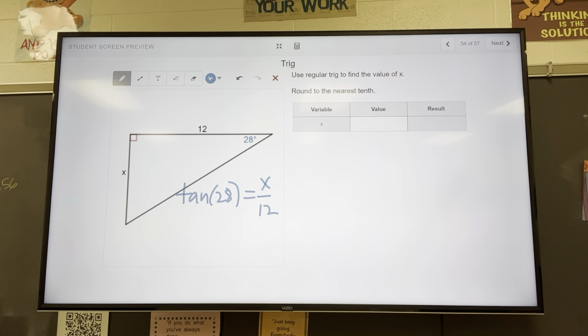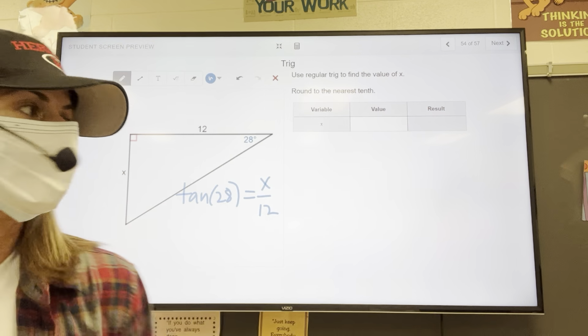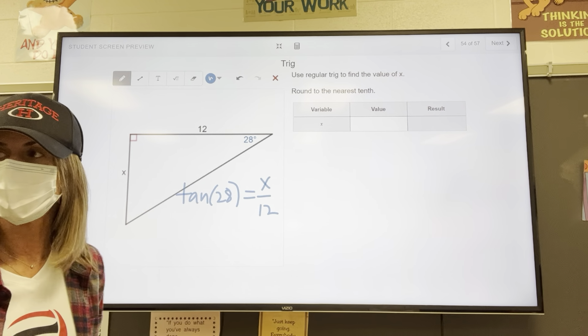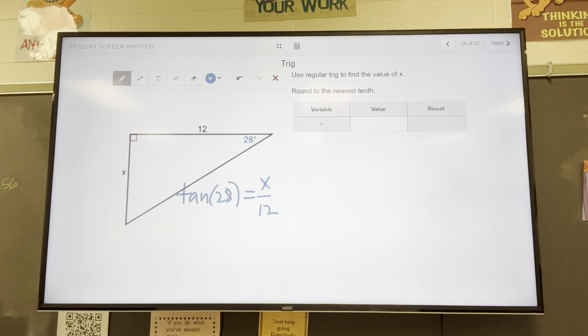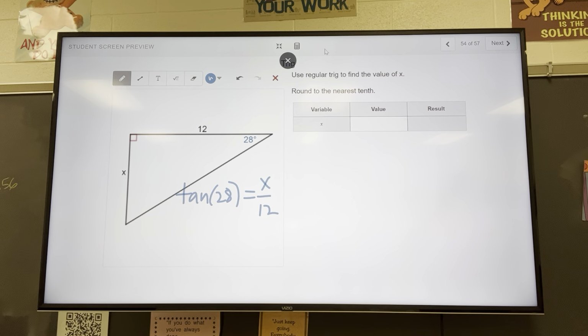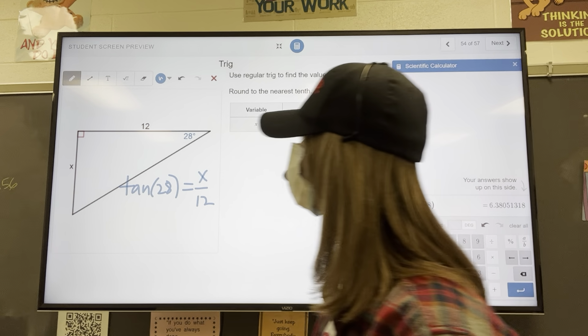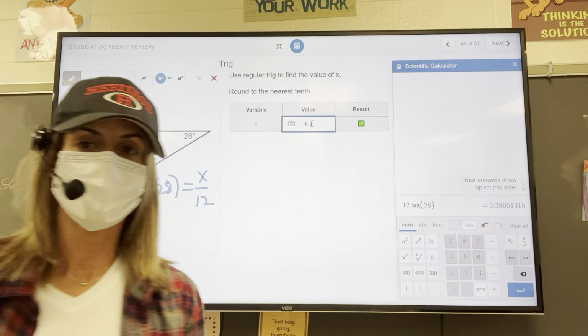How are we doing? That's the hardest part. Now we have to isolate the x. So to do that, we're going to multiply both sides of the equation by 12. So I'm going to take out my calculator, and I'm going to do 12 times the tangent of 28 degrees. And does it say to round? Yeah, round to nearest tenth. So 6.38 rounds to 6.4. You guys okay with the rounding there? 6.38 rounds to 6.4. Are we good?